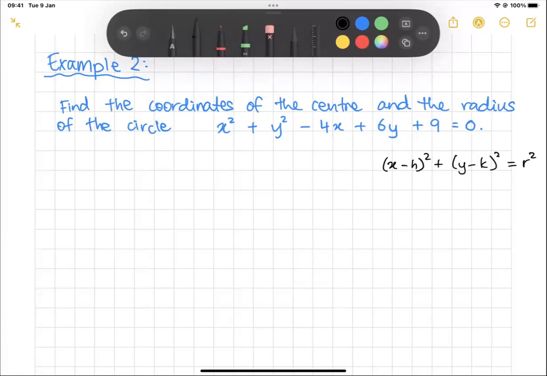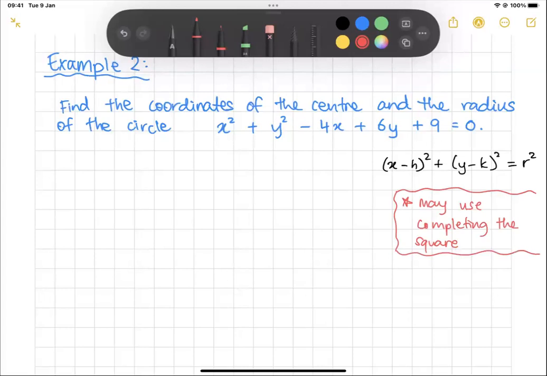So first things first, I'm going to try and make this equation into this form. What you may need to use is completing the square. Again, this is a topic or concept that we learned in algebra. You might need to look at your notes again to see how you do this. Okay, so let's start. I'm going to rewrite my equation here.